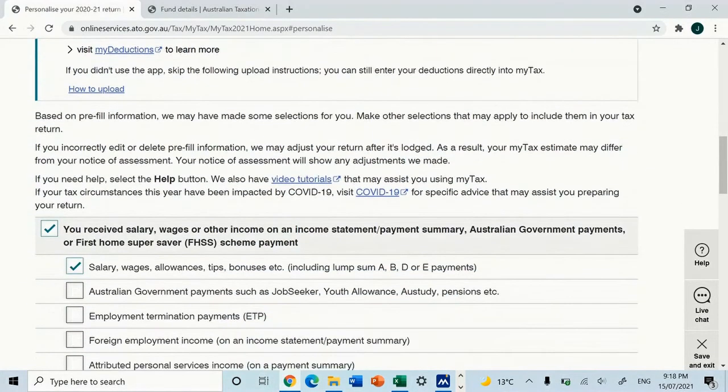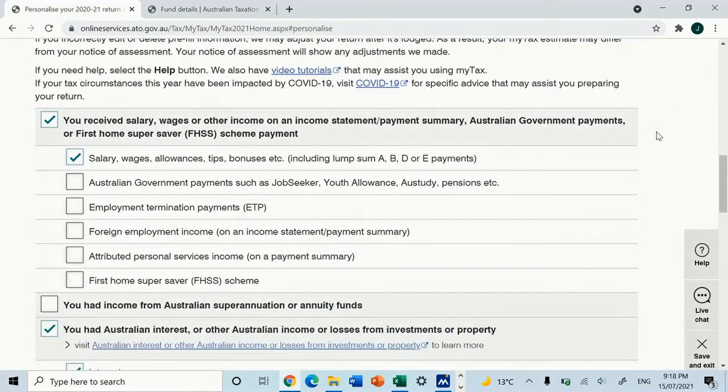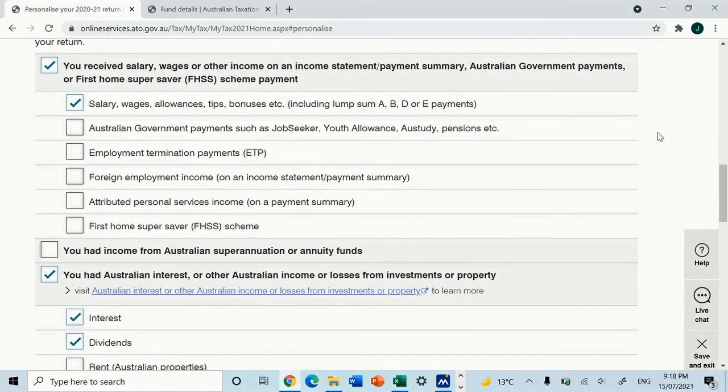This is basically just to give individuals a little bit of info about your tax return. So the pre-fill information here, a lot of this will be pre-ticked by the ATO. They've got a lot of info on you.